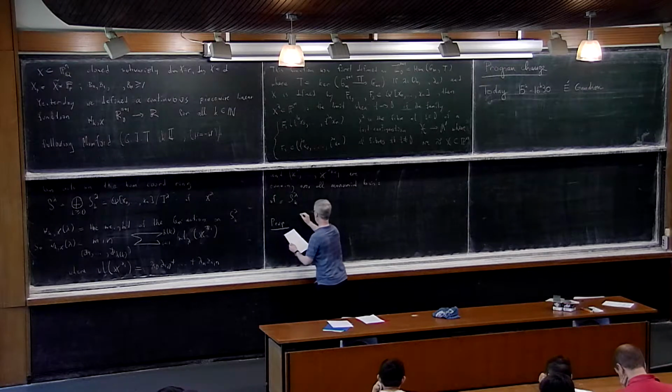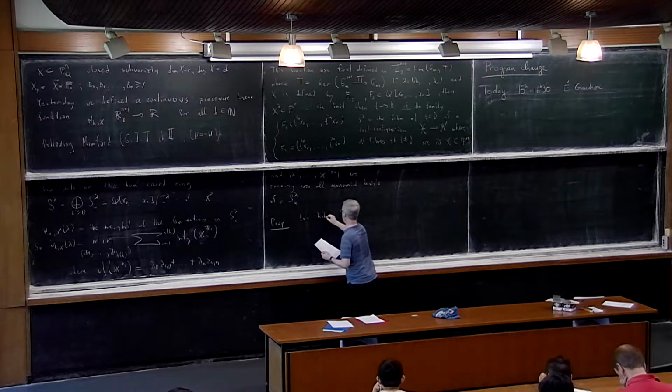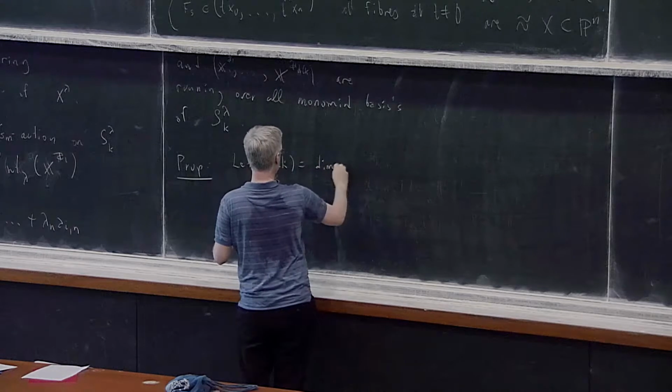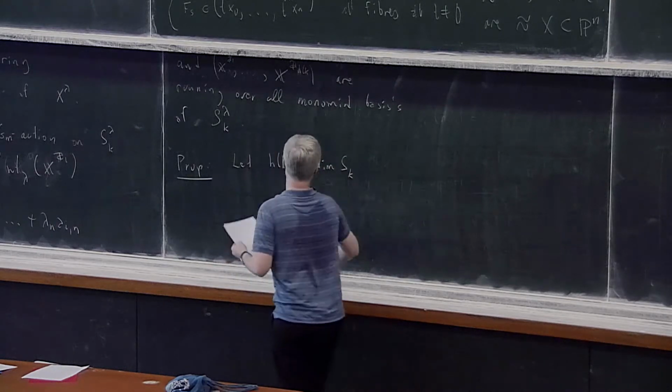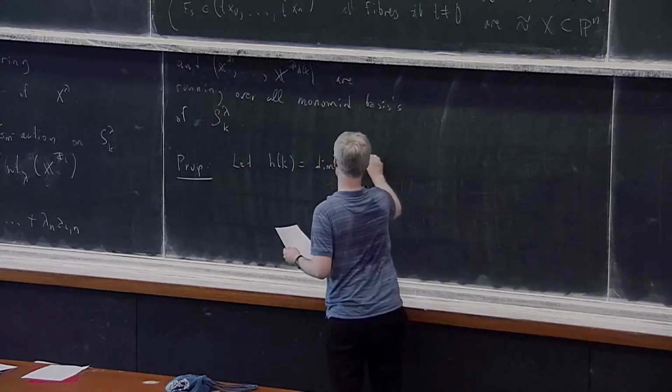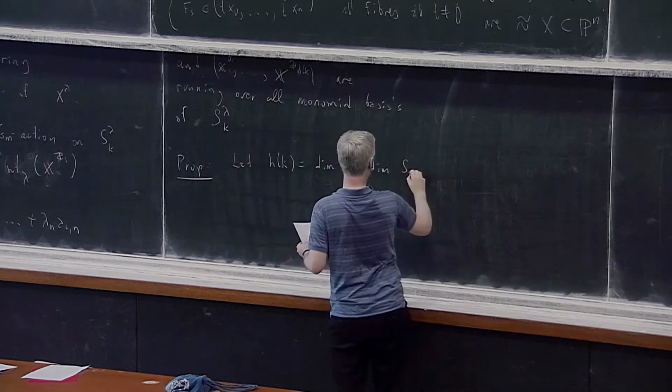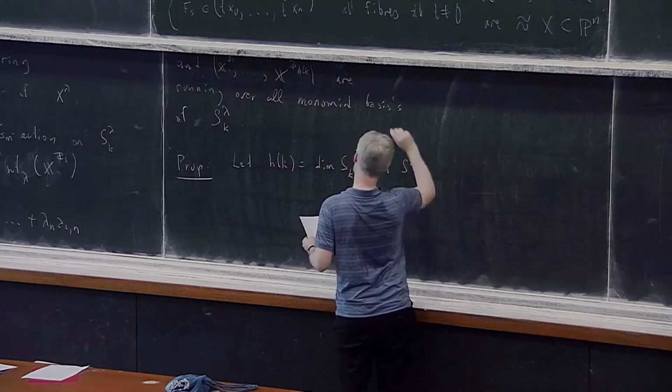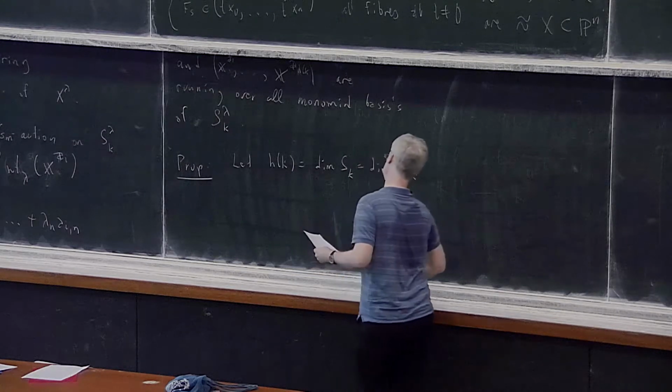So let h_k be the dimension of this part k of the coordinate ring of X. But this is also equal to the dimension of this deformed code, because it's a family, and this will be preserved.